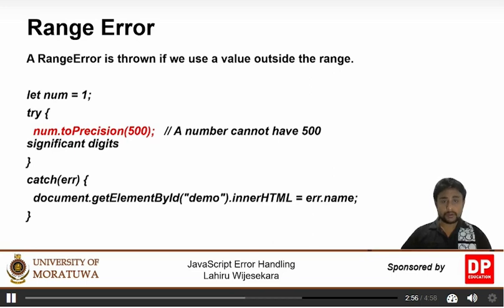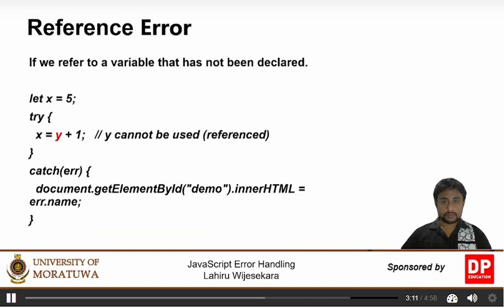The range error. A range error is thrown if we use a value outside the range. You cannot set the number of significant digits of a number to 500. Reference error. A reference error is thrown if you use a variable that has not been declared. If you look at the example, the variable y cannot be used as it has not been declared in the program.